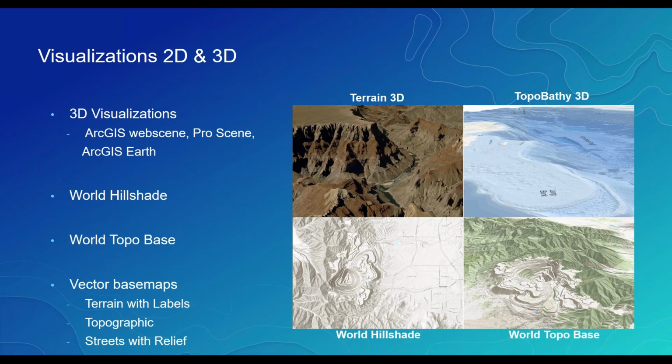World Hillshade is also the default backdrop to vector-based maps such as Topographic, Terrain with Labels, and Streets with Labels. We also have World Topo Base, which is a newly released basemap layer where land use is fused with multi-directional hillshade, and it provides a unique look in comparison to the other basemaps we have.